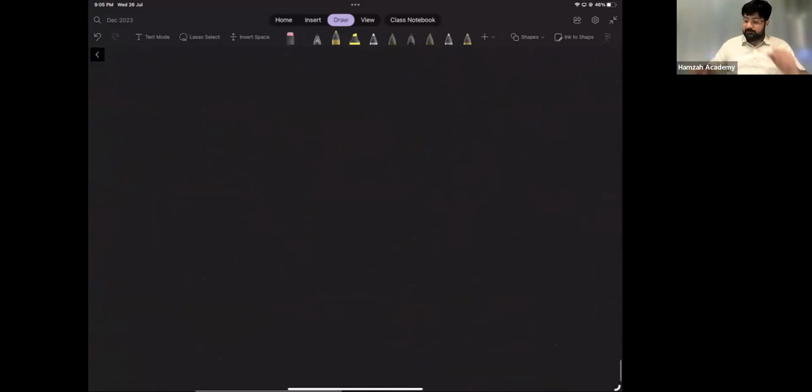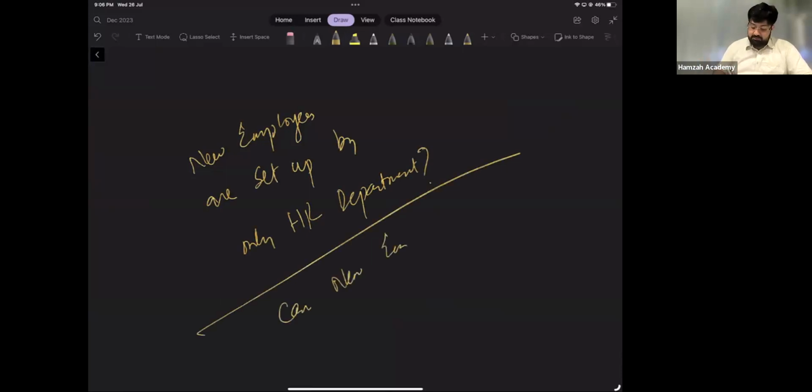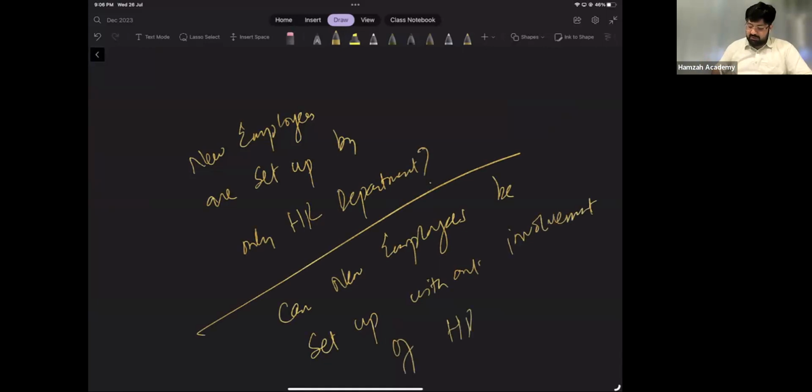So now I will write something here. New employees are set up by only the HR department. Question: can new employees be set up without involvement of the HR department? A and B.